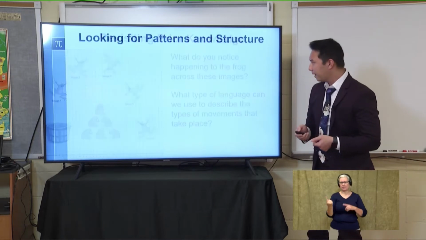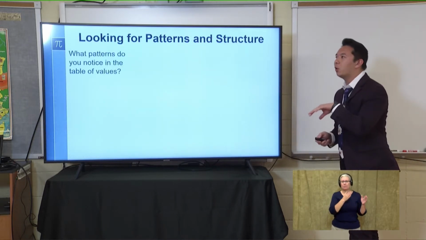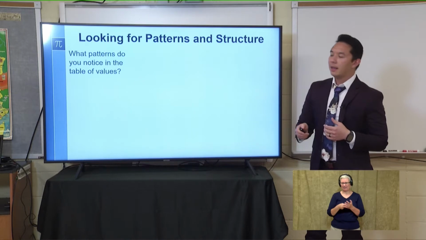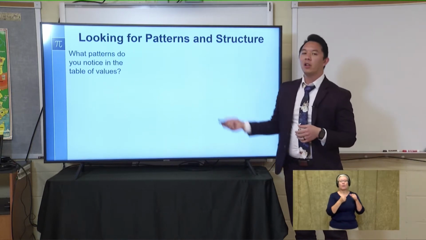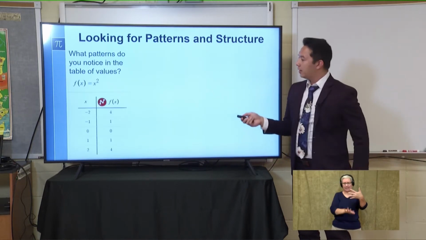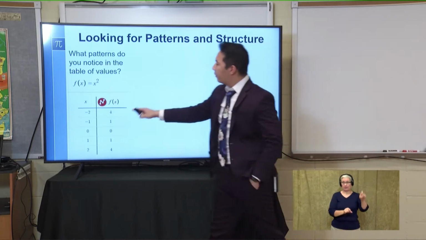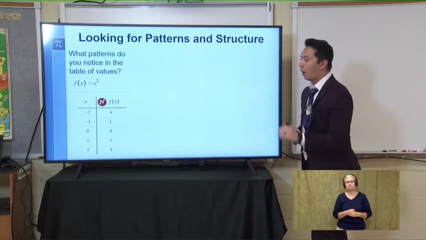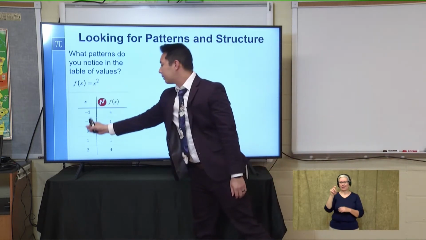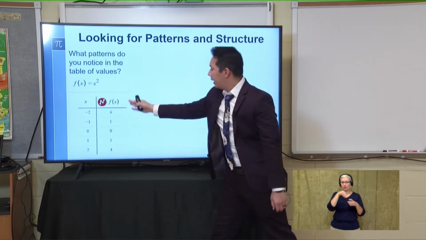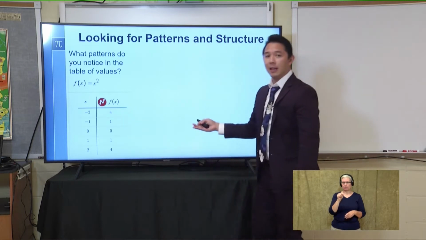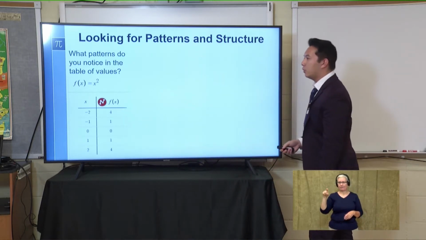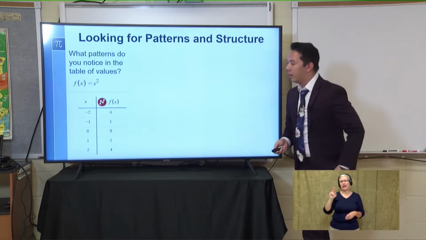So looking for patterns and structure, what I want you to pay attention to is what patterns do you notice in the following table of values. So this table here is a table of values for the function f of x is equal to x squared, where the left-hand side, my x column, are the inputs, and on the right-hand side are the outputs, the f of x values. So what patterns do we notice in this table of values?